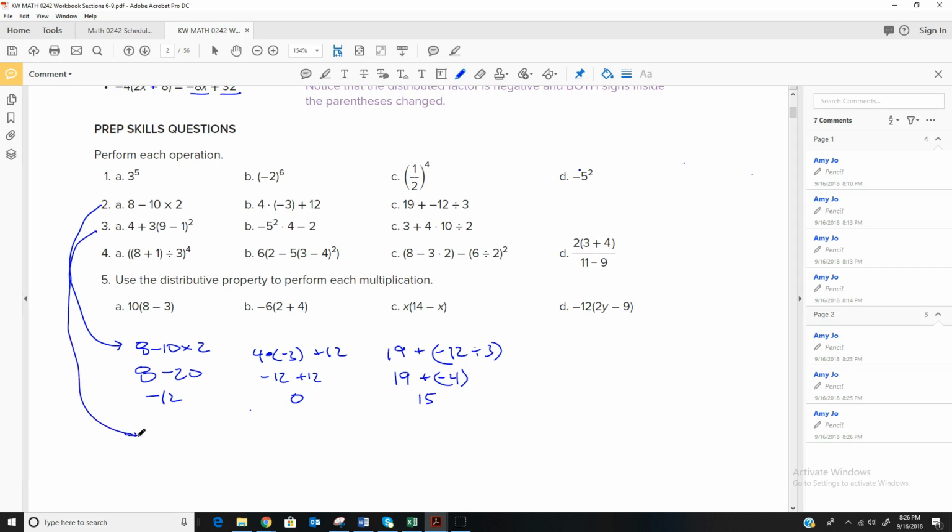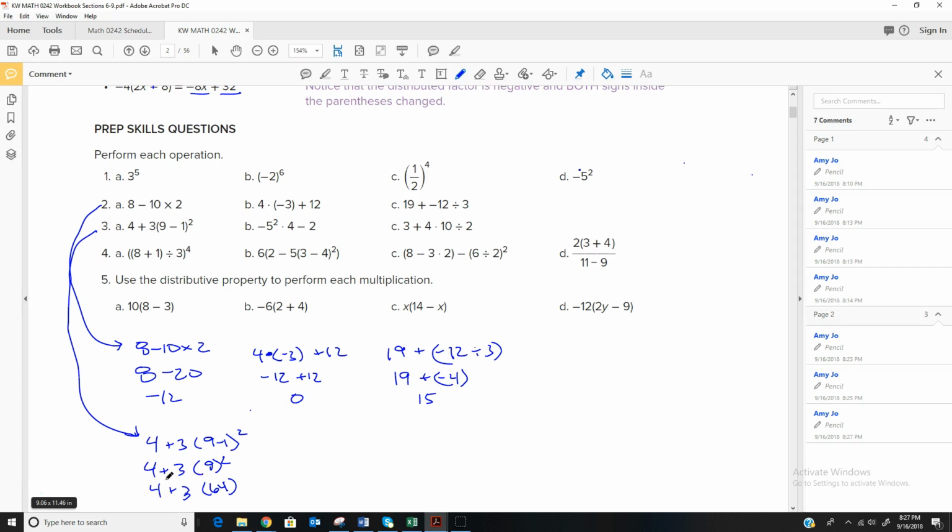All right, go down here for this one. Now we have 4 plus 3 times 9 minus 1 squared. And again, I would recommend highly that you pause the video right now and do these on your own and then see if you got them right. So 4 plus 3 times 9 minus 1 squared, that would be 4 plus 3 times 8 squared, or 4 plus 3 times 64.